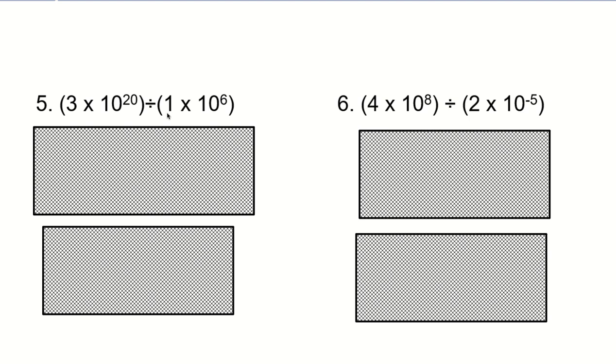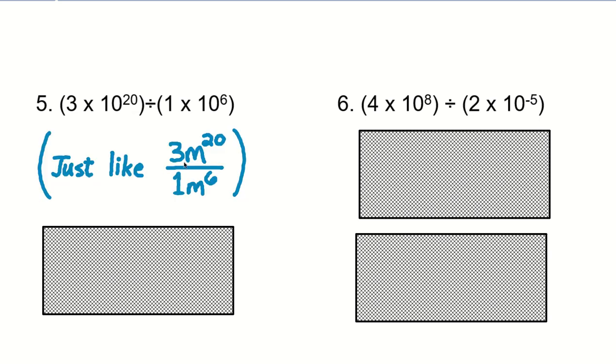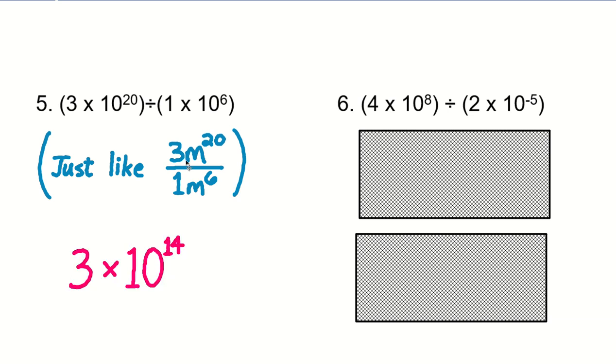And then if you were dividing, whether it's written with the division symbol or as a fraction, it's still division, okay? And so you could literally do 3 divided by 1, because those are just normal numbers. Written as a fraction, you could do 3 divided by 1, and you could do 10 to the 20th divided by 10 to the 6th by subtracting the powers. Okay?